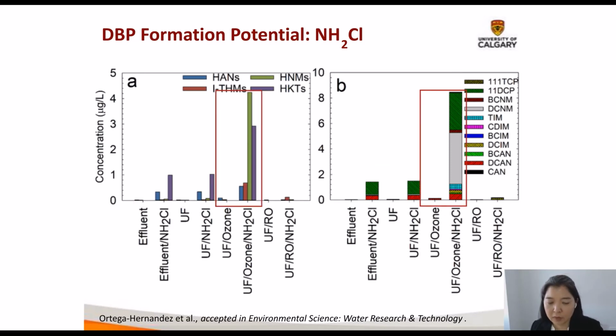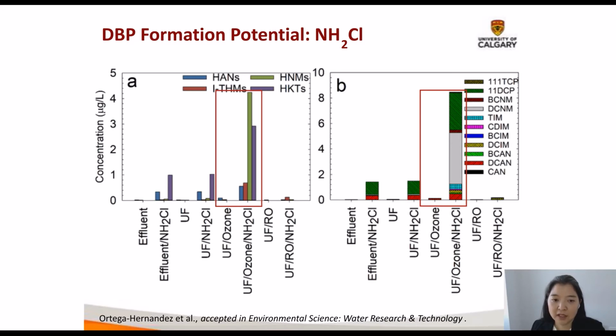And so contrary to free chlorine, ozonated, UF ozonated monochloraminated water produced the highest disinfection byproducts in these experiments. This result suggests that ozonation increases the precursors that lead to higher disinfection byproduct formation. So in the previous one, it eliminated them if you use free chlorine, but in this case, it increased the formation of the precursors that led to these disinfection byproducts.